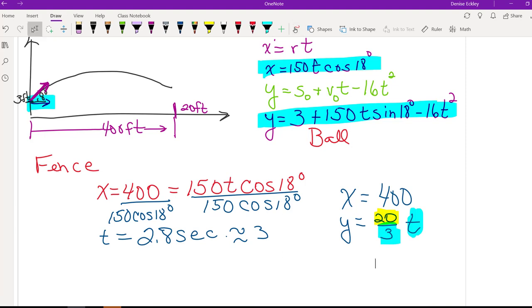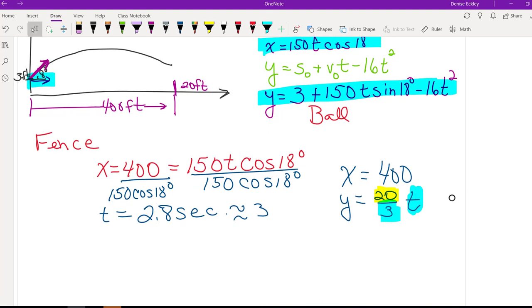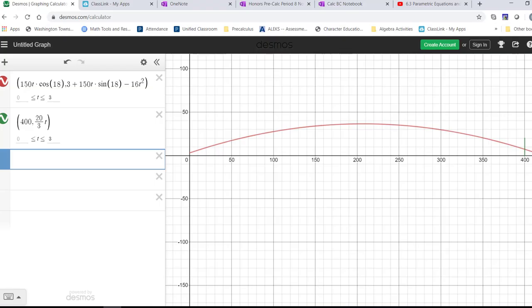So all there is to do now is to put this in your graphing calculator. I've already done that, and let me show you in Desmos how nice this can look. I'll show you on the two graphing calculators as well. Okay, so in Desmos, how you enter parametric equations is you put them in as an ordered pair. So if you see, I have the 150t times cosine of 18, and then a comma, and then I have my y equation, and I've limited my t to what I want, the 0 to 3 seconds.